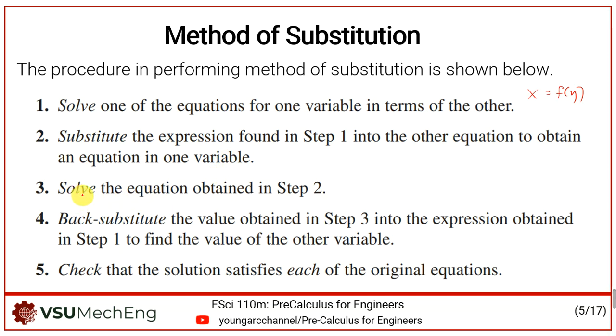Now the third step is to solve the equation obtained in step 2. Once you obtain the value of that variable, use it to solve for the variable from step number 1. The method for that is back substitution. So in step 4, back substitute the value obtained in step 3 into the expression obtained in step 1 to find the value of the other variable.